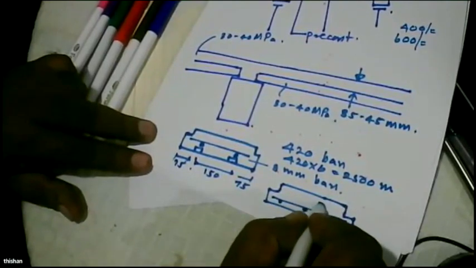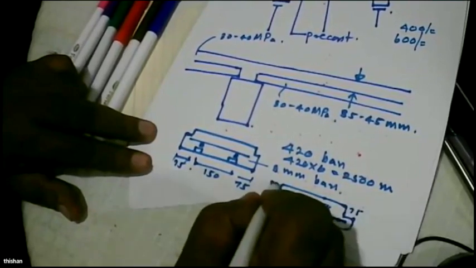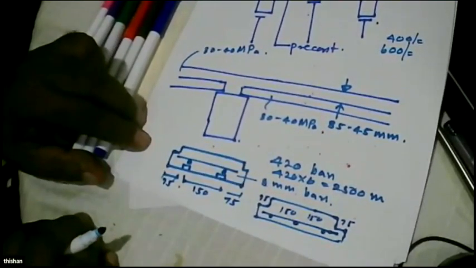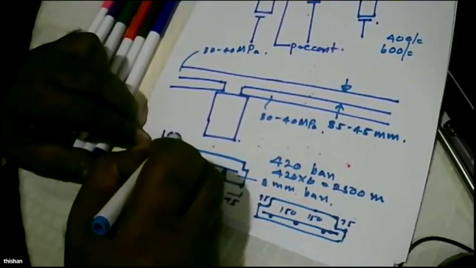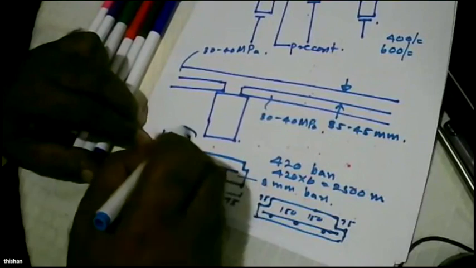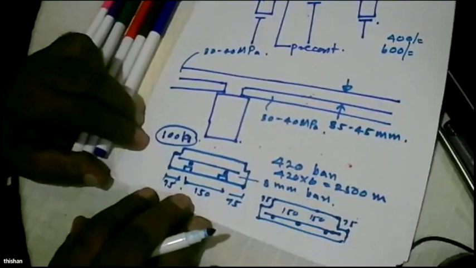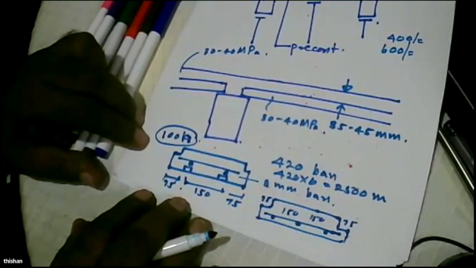So this 150, 75, 75. So altogether 450. So there are two widths that you can cast. But if you are not having a tower crane, the weight of a panel should be less than 100 kilograms. Then two people can handle it. Otherwise, we need 4 people to handle it. So those are the issues that the construction manager should resolve depending on the type of equipment available at the site.